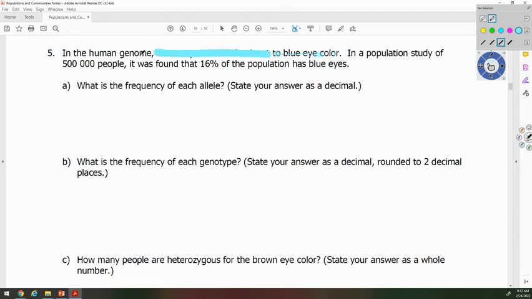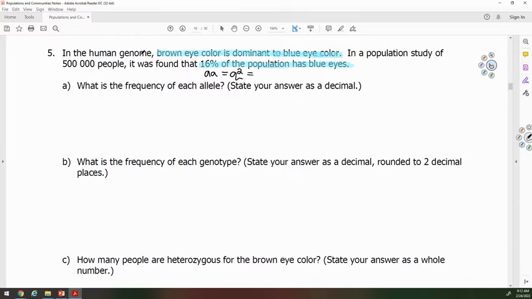In the human genome, brown eye color is dominant to blue eye color. In a population study of 500,000 people, it was found that 16% of the population has blue eyes. Because blue eyes is recessive, that means that those people have the recessive genotype, and that is our q squared. Let's write 16% as a decimal to use as our q squared value.